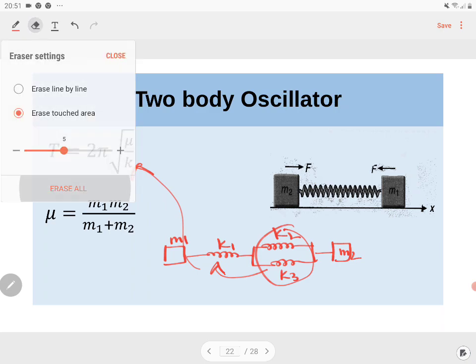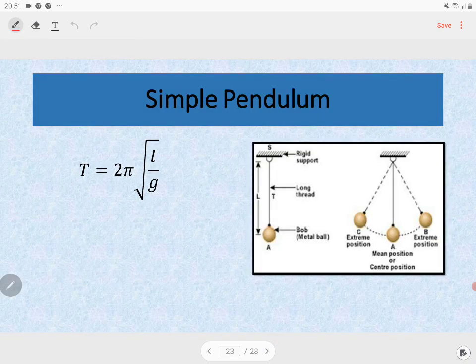Now we go to the simple pendulum. We will see different cases of the simple pendulum. But what is a simple pendulum? It consists of a thread or metallic rod or wire, and a spherical object called the bob. The bob will have mass m.